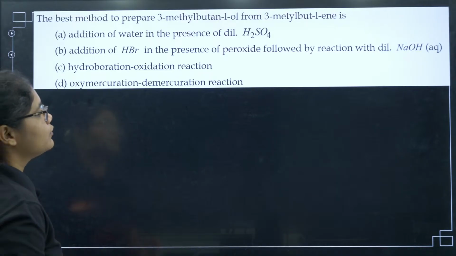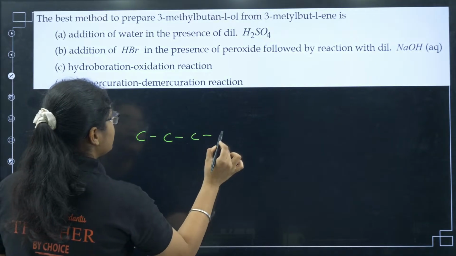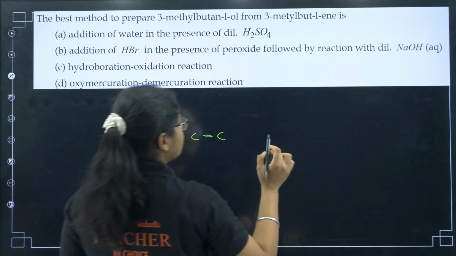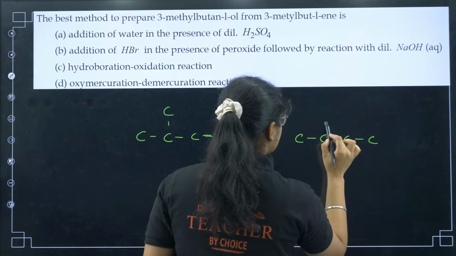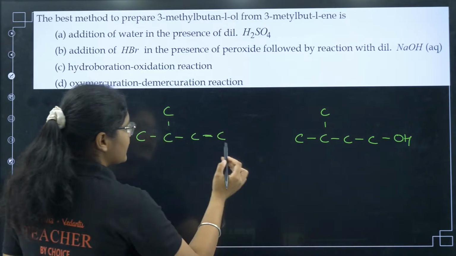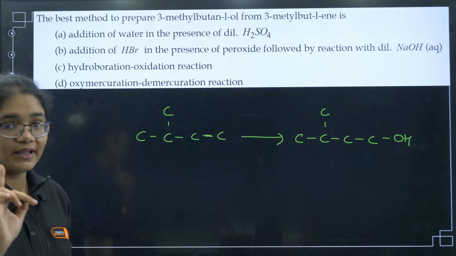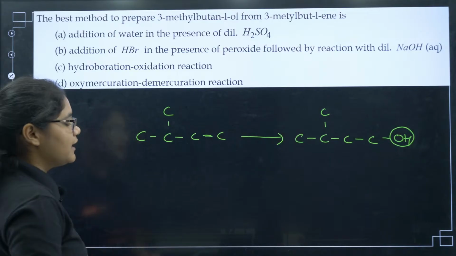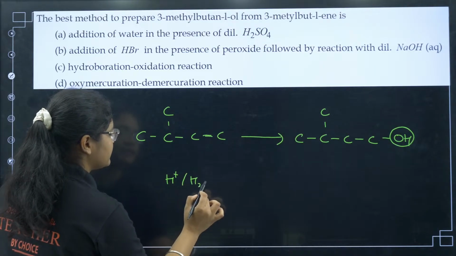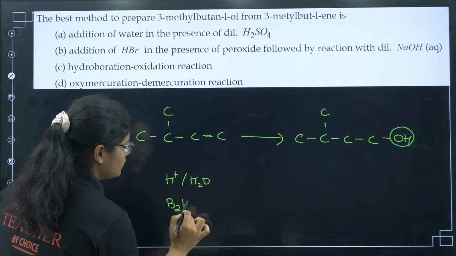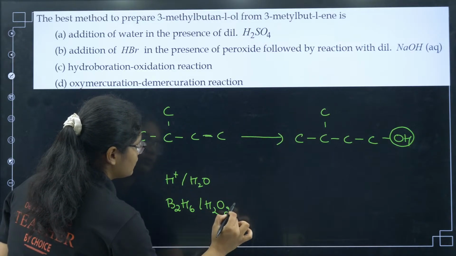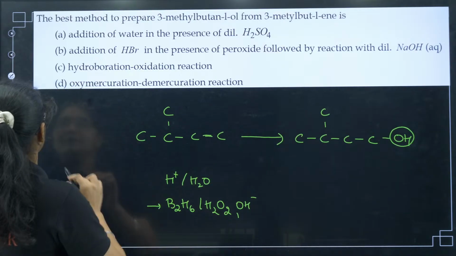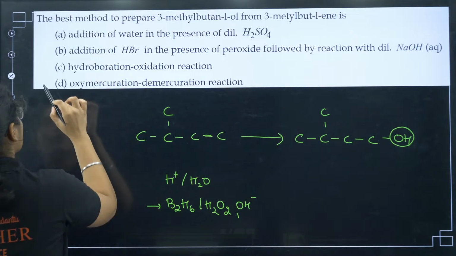Okay. Next, the best method to prepare 3-methyl-butane-1-ol from 3-methyl-but-1-ene. How can you prepare this one? Just now we have discussed this reaction. Everybody should be able to answer. You want to add water according to anti-Markovnikov's rule. We have seen that we can add by two methods. One is H plus H2O and another is B2H6, H2O2, OH minus, right? So this one will give me anti-Markovnikov's product. So the best method is hydroboration oxidation, that is option C.